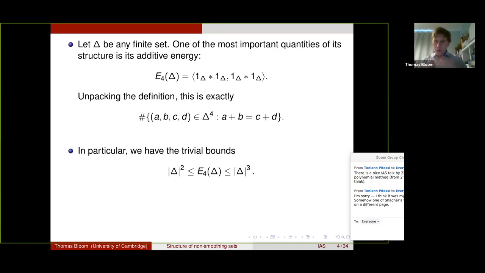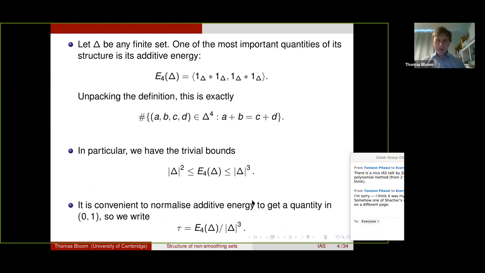And it's important to note as well, obviously both of those bounds are actually achieved, right? If I take a subgroup, then its additive energy is delta cubed. And if I take a completely dissociated set of independent elements, then there'll be no non-trivial solutions to this at all, and I'll have some constant times delta squared many solutions.